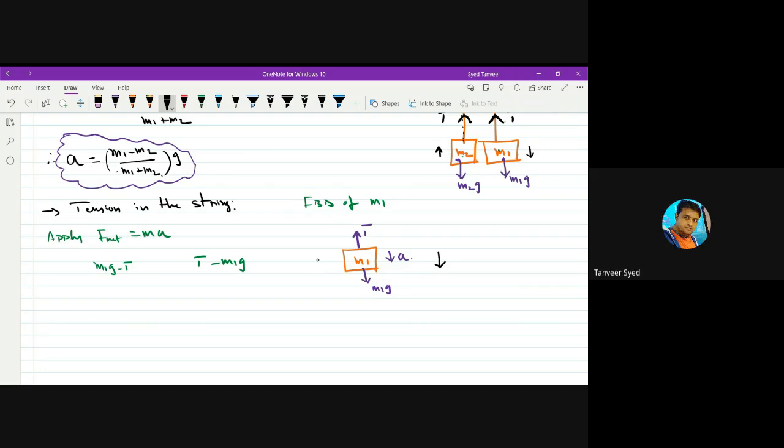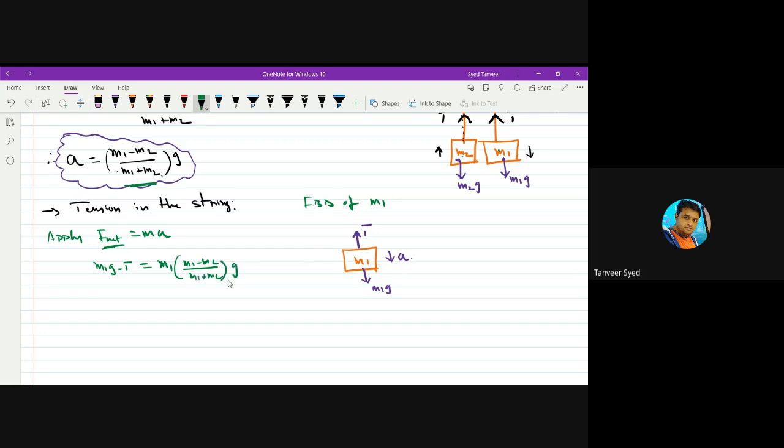So net force will be M1G minus T. Don't write M1 minus T. M1 is not a force, M1 is only mass. So M1G minus T is the net force. In place of F net, I am getting M1G minus T, equal to mass, which mass? M1, into A. Acceleration is this, so I can put all this value here: M1 into M1 minus M2 by M1 plus M2 into G.